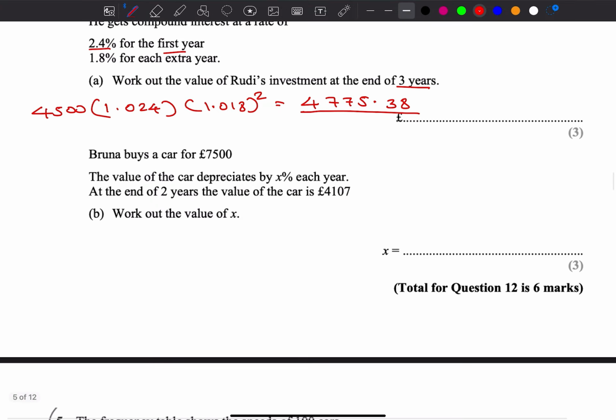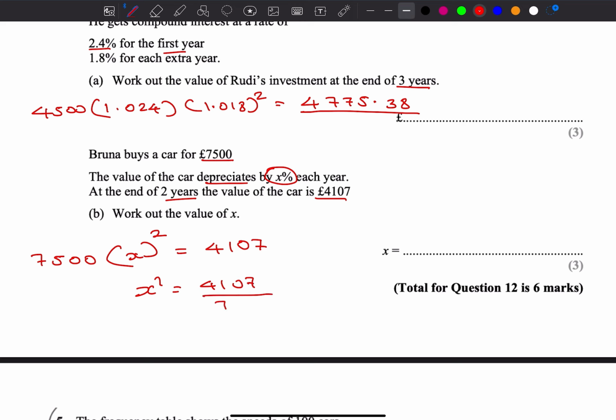Then, Bruno buys a car for 7,500. It depreciates by x percent for each year. At the end of 2 years, the value is 4107. Then what is x squared? What do you do? 4107 divided by 7,500. Then take the square root of it.